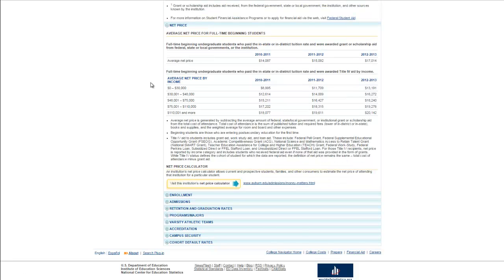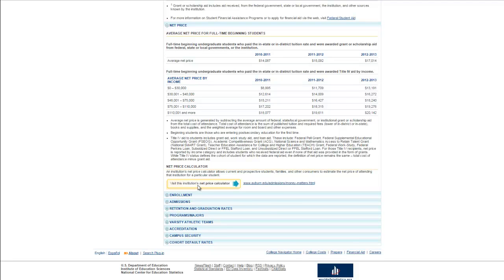The net price is where you're going to see what you can expect to pay after you have received all grants and scholarships. So you can see at Auburn University the price has gone up: $14,000, $15,000, $17,000. But this table gives you a better idea of, well, if you make between $0 and $30,000, you can expect to pay $13,000. Again, these are 2012, 2013 figures, and we're now getting into the 2015-16 school year, so of course there's going to be a bit of a shift.